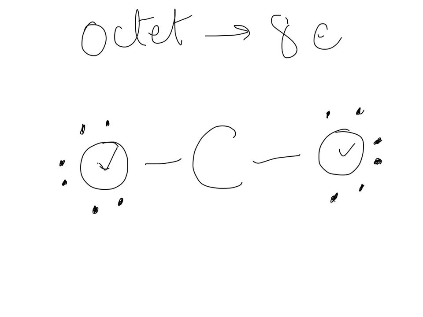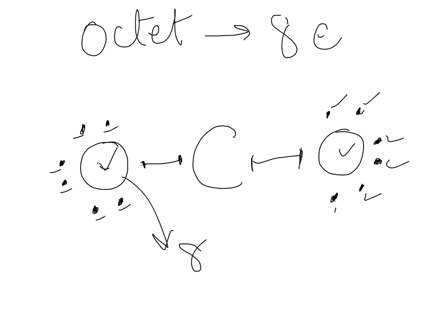Now, did we complete the octet of these oxygens? Let's check. Remember, one bond is 2 electrons. So 1, 2, 3, 4, 5, 6, 7, 8. So this oxygen has 8 electrons. 1, 2, 3, 4, 5, 6, 7, 8. This oxygen also has 8 electrons.